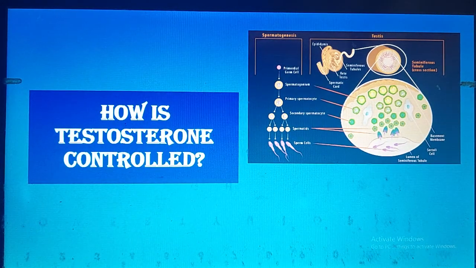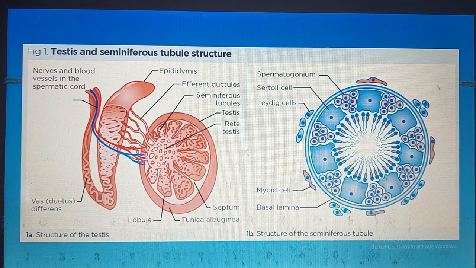Okay, now how is testosterone controlled? Before discussing that, you must keep a few points in mind related to its production and control. First I am showing you the structure of the testes, where testosterone is produced. In males, testosterone is also produced by the adrenal gland, a little bit, but today I will just discuss testosterone production in the testes.